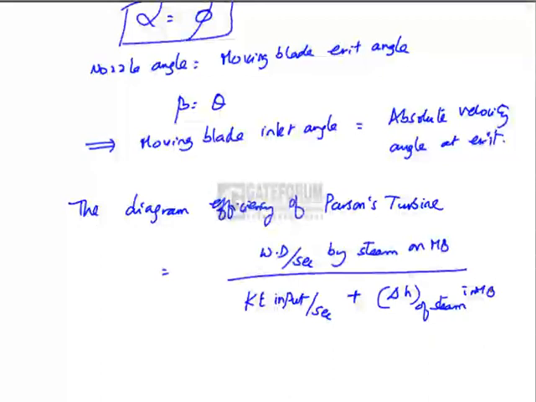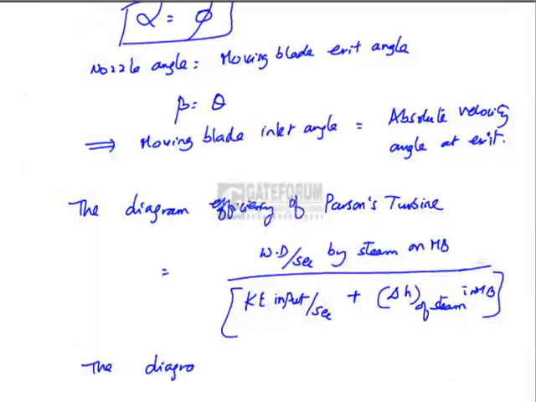How come this reaction force is exerted? Because there is increase in relative velocity of steam from inlet to the exit of the moving blade. How come the relative velocity is increasing from inlet to the exit? Because of enthalpy drop of steam in the moving blades. So, in the denominator of the definition of diagram efficiency, the total input to the stage is taken as KE input, kinetic energy of steam at inlet of the moving blade, plus enthalpy drop of steam in the moving blades of the turbine.